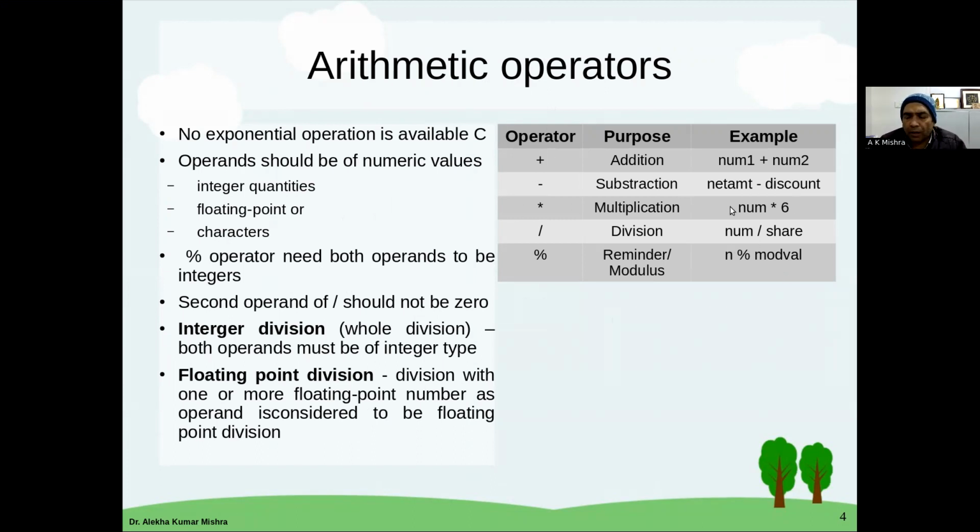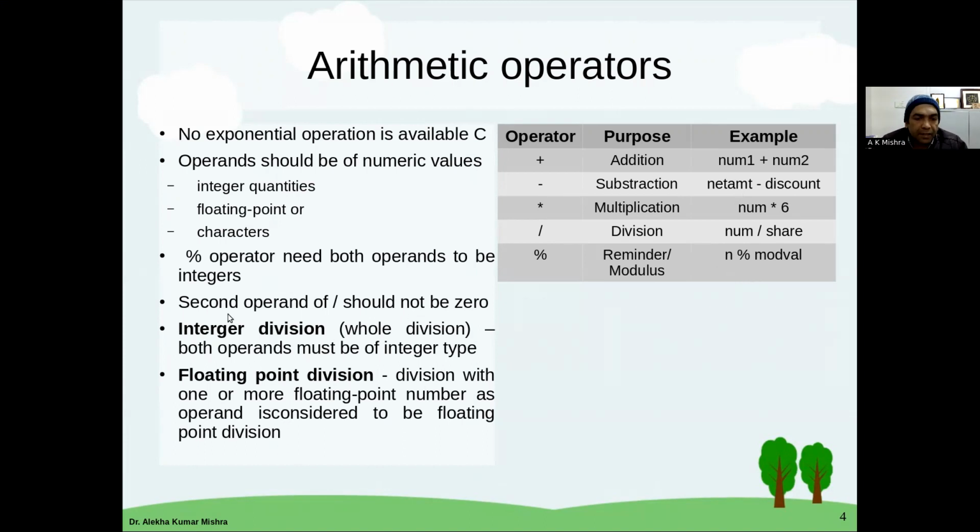The usage is similar to mathematics. As you can see, for plus we can write variable1 plus variable2, num1 plus num2, or net amount minus discount for subtraction. For multiplication, we don't use a cross, we use the star, the asterisk symbol, which is the multiplication operator. The forward slash is used for the division operation, and the percentage sign is the modulus operator.